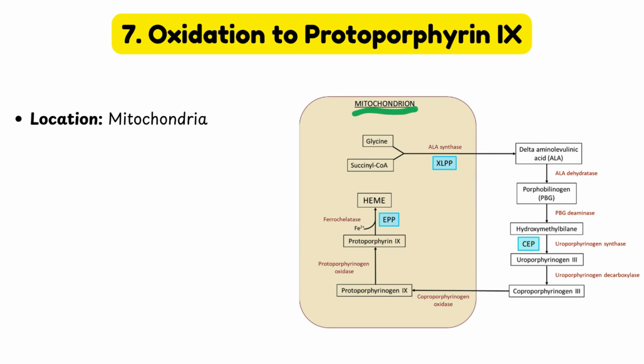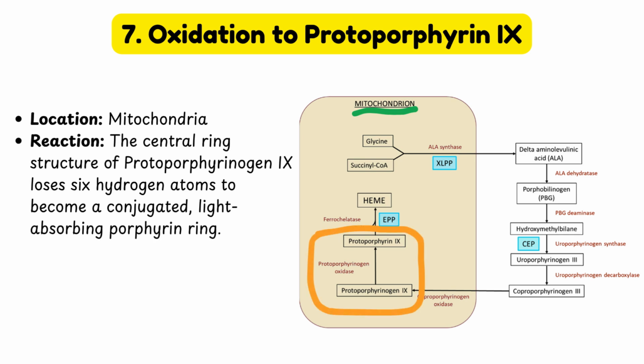Step 7. Oxidation to protoporphyrin 9. Location is the same, mitochondria. In this reaction, the central ring structure of protoporphyrinogen 9 loses 6 hydrogen atoms to become a conjugated, light-absorbing porphyrin ring, in the presence of the enzyme protoporphyrinogen oxidase.